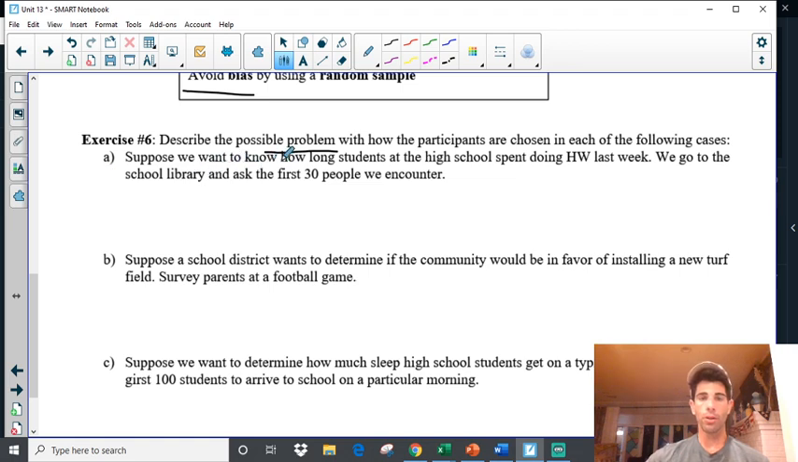Suppose we want to know how long students at the high school spent doing homework last week. So we go to the school library and ask the first 30 people we encounter. Why would this be a problem? Don't you think that people going to the library are going there to study or read or do something productive in that manner? So they would be biased towards maybe potentially doing more homework.